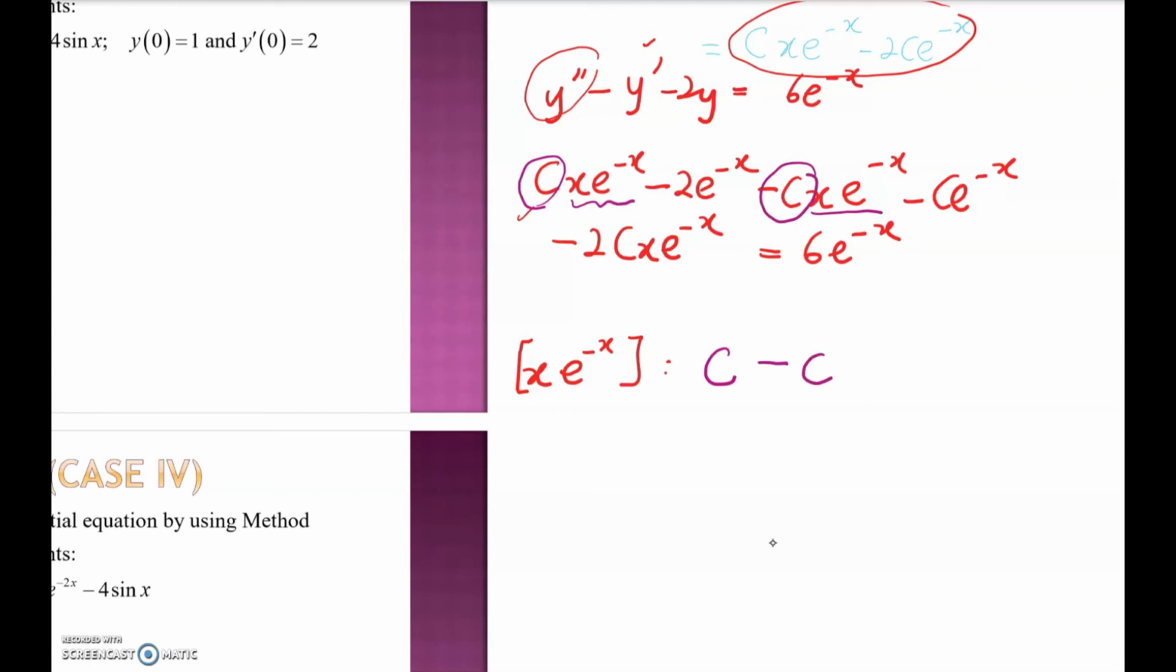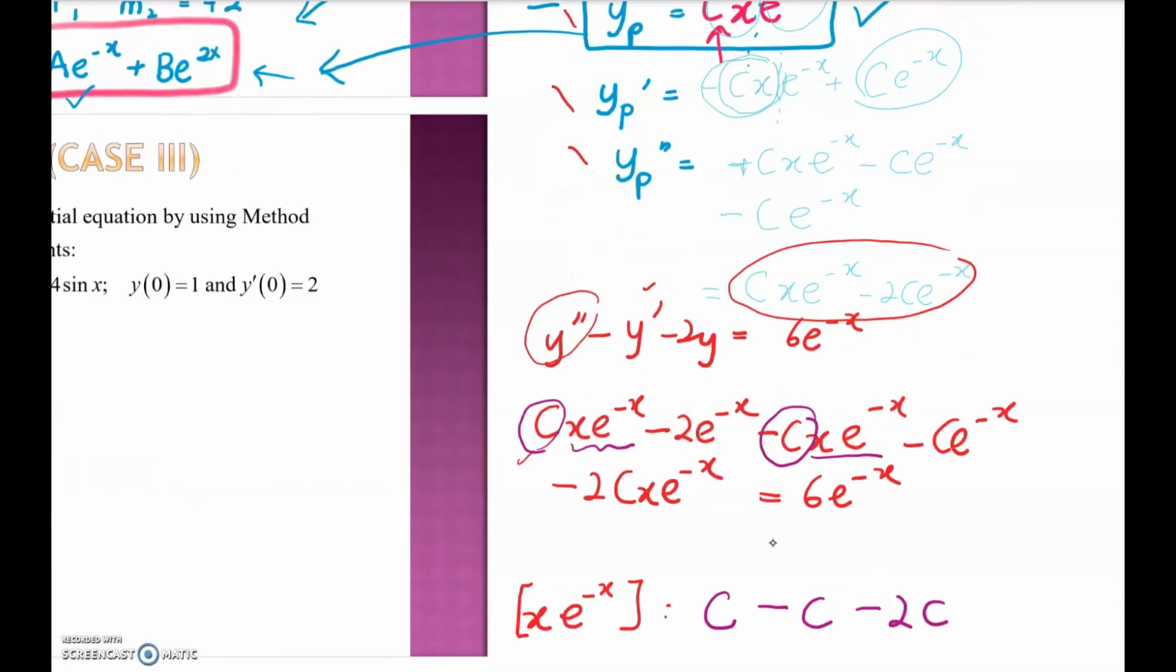Ada lagi tak? So ada lagi. So this one is minus 2c. So I hope that kita masukkan nilai yang betul di sini. Okay, so y double prime is this one, minus y prime is this one, should be positive, right? So this one is plus cx, so minus 2c kan.